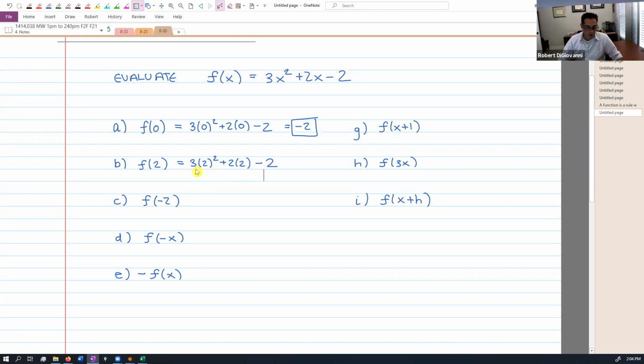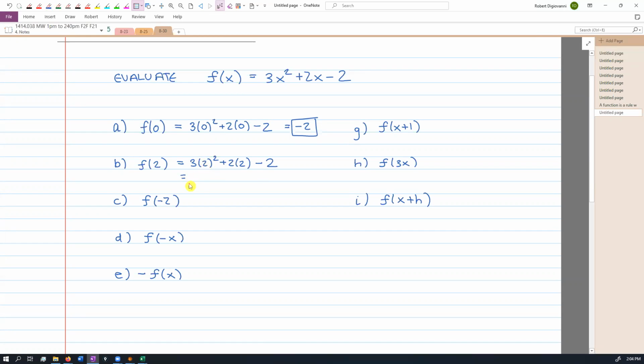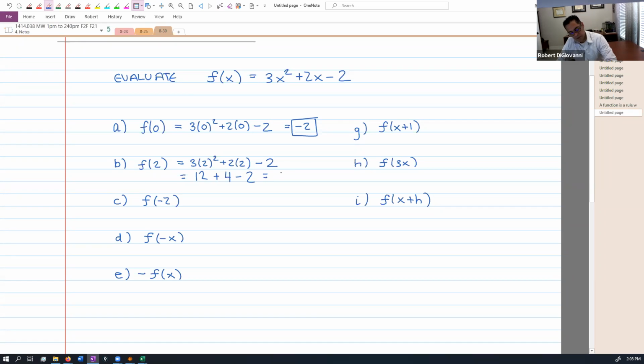Tavi, this will be the last thing I ask you. Can you help me work here? What do I do first? I would distribute the exponent to the 2 first. Okay, and so you square that, get 4. And then I would do 3 times 4, which is 12, and then multiply the 2 times 2, which is 4, and then finally subtract the 2. There you go. 16 minus 2 gives us 14. Everything's good, everyone happy? Nothing crazy here?